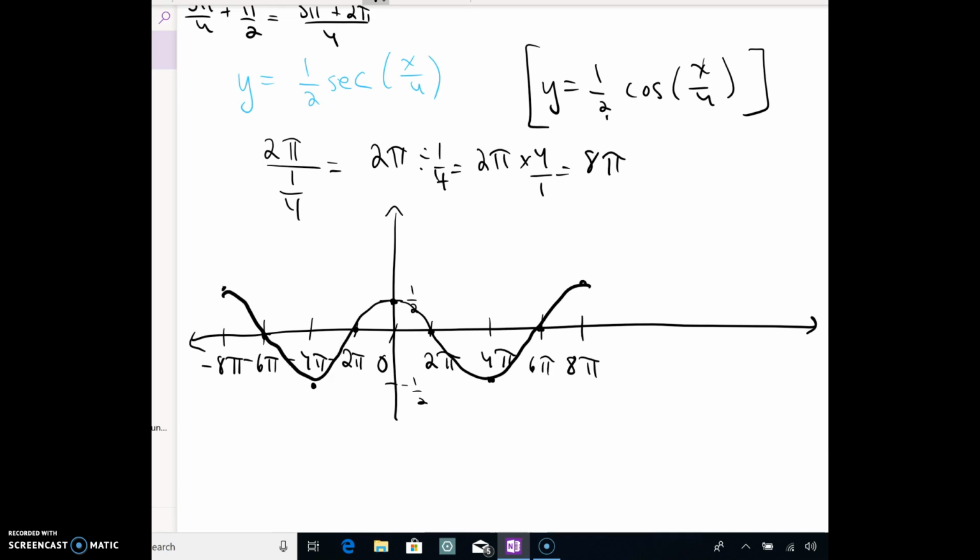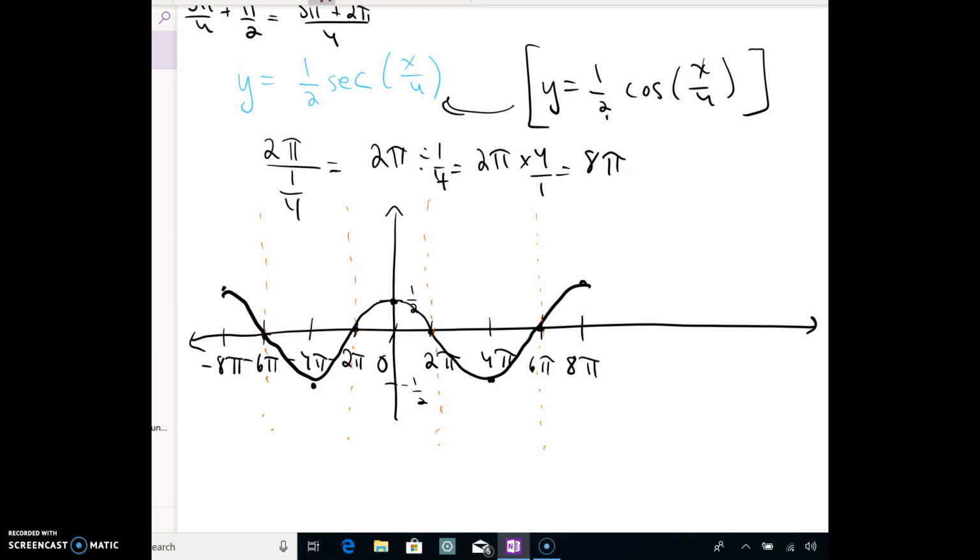And we get a function that looks like this. Okay, so here's our cosine. Now we're not graphing cosine, we're graphing secant. So we're going to use the rule in secant. Anytime we see a 0, that's going to become a vertical asymptote. Vertical asymptote, vertical asymptote, vertical asymptote. So we have vertical asymptotes at negative 6 pi, negative 2 pi, 2 pi, 6 pi.